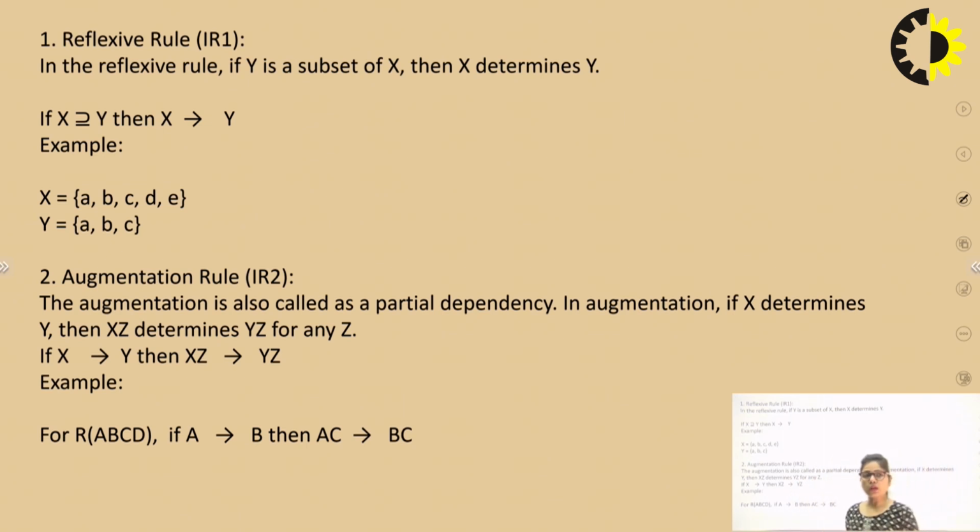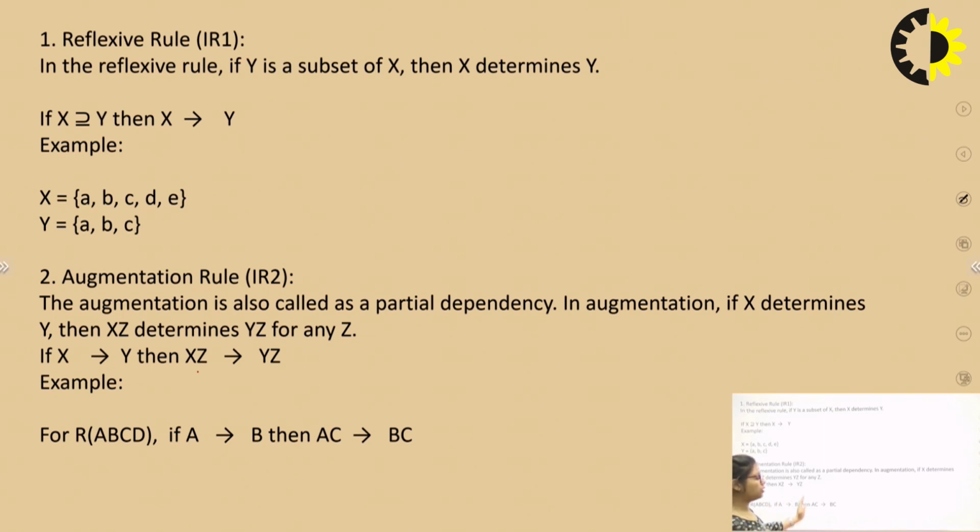The second one is the augmentation rule. Augmentation rule is basically, I have attributes X and Y, and we augment Z on both sides. Basically, augment means adding an attribute on both the sides. This is called augmentation rule. The augmentation rule is also called partial dependency. In augmentation, if X determines Y, then XZ determines YZ for any Z. This is the example: if X determines Y, then we augment Z on both the sides. Now the example is for relation R(A, B, C, D).